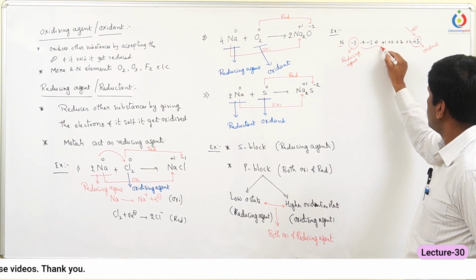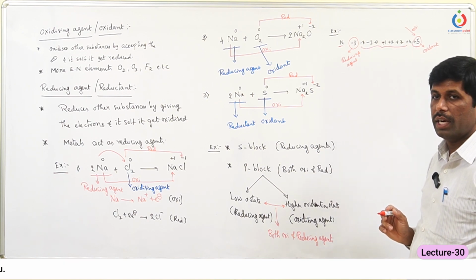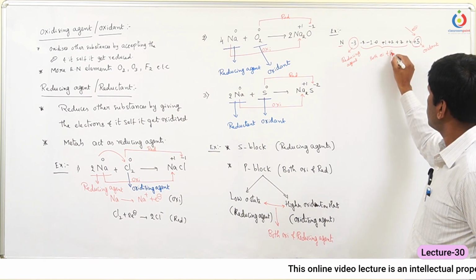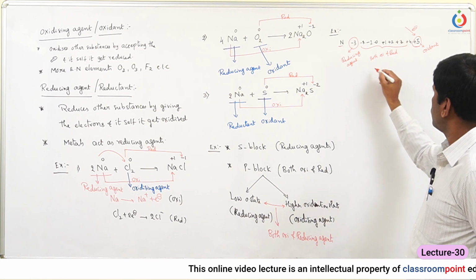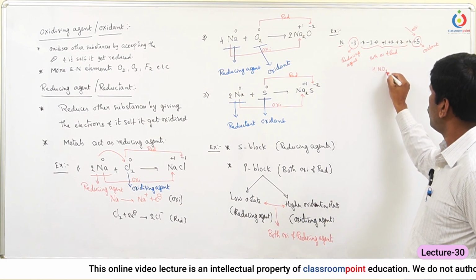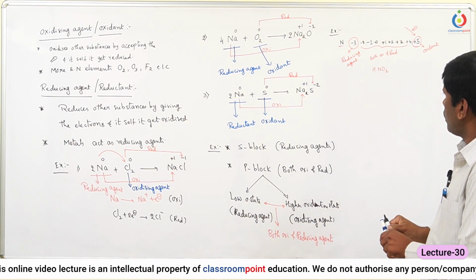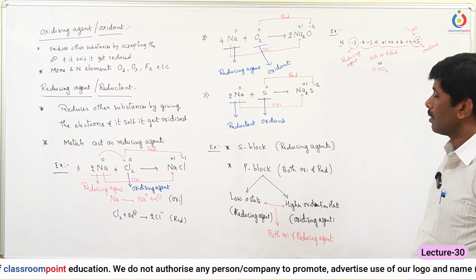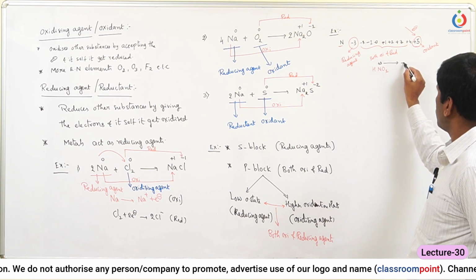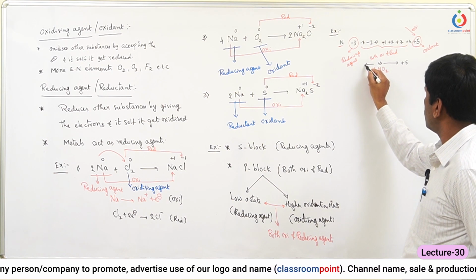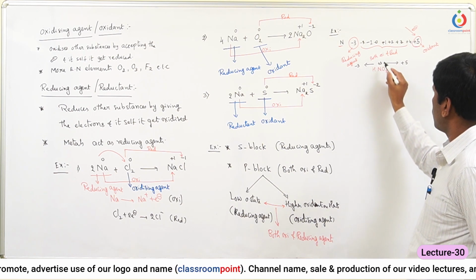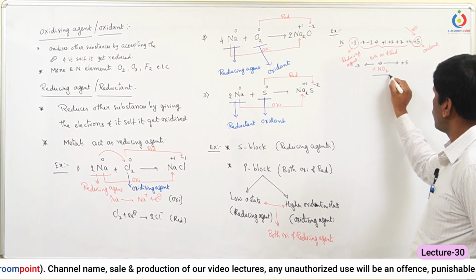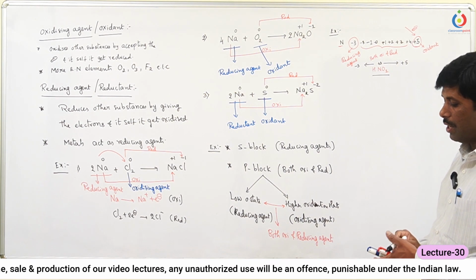What about the compounds that are present in the in-between oxidation states for nitrogen? They act as both oxidizing agents as well as reducing agents. For example, if we take HNO2, in HNO2 the nitrogen oxidation state is +3. So nitrogen has a chance to go to the +5 oxidation state, and it has the chance to go to the -3 oxidation state. That means it can get oxidized, and at the same time it can get reduced. That's why HNO2 can act as both oxidizing agent as well as reducing agent.